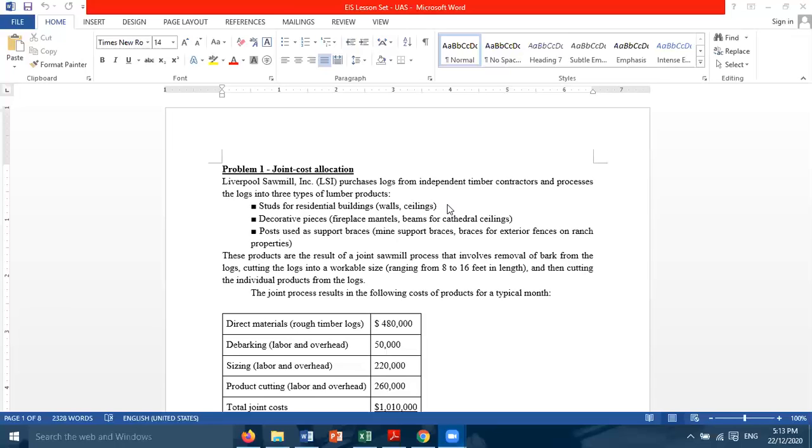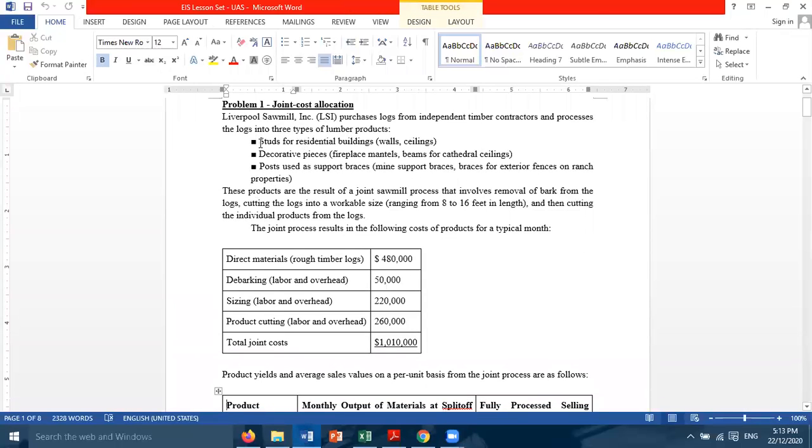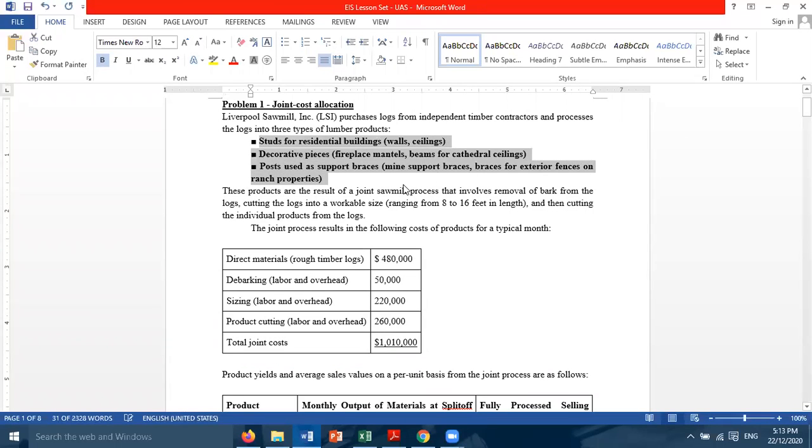Now, after the theory, let's get a little bit on the problems. We'll start with problem 1, which is joint cost allocation. The question is, Liverpool Sawmill purchased logs from independent timber contractors and processes the logs into 3 types of lumber products. So we know that this process will give us 3 different products, which are studs, decorative pieces, and posts used as support braces. These products are the result of a joint sawmill process that involves removal of bark from the logs, cutting the logs into workable size, and then cutting the individual products from the logs.